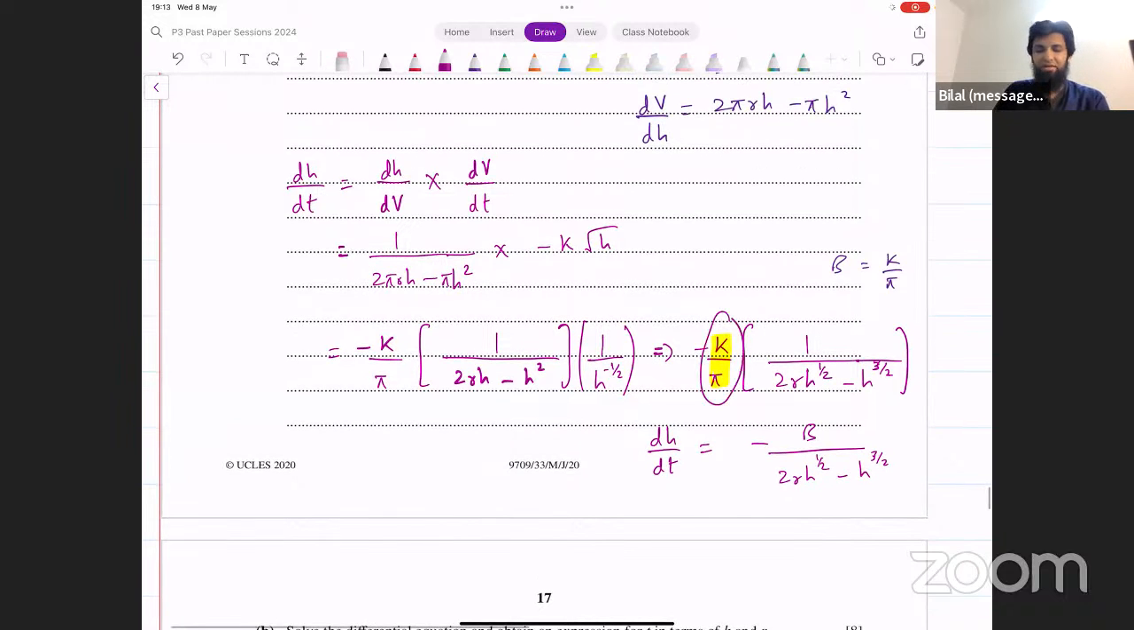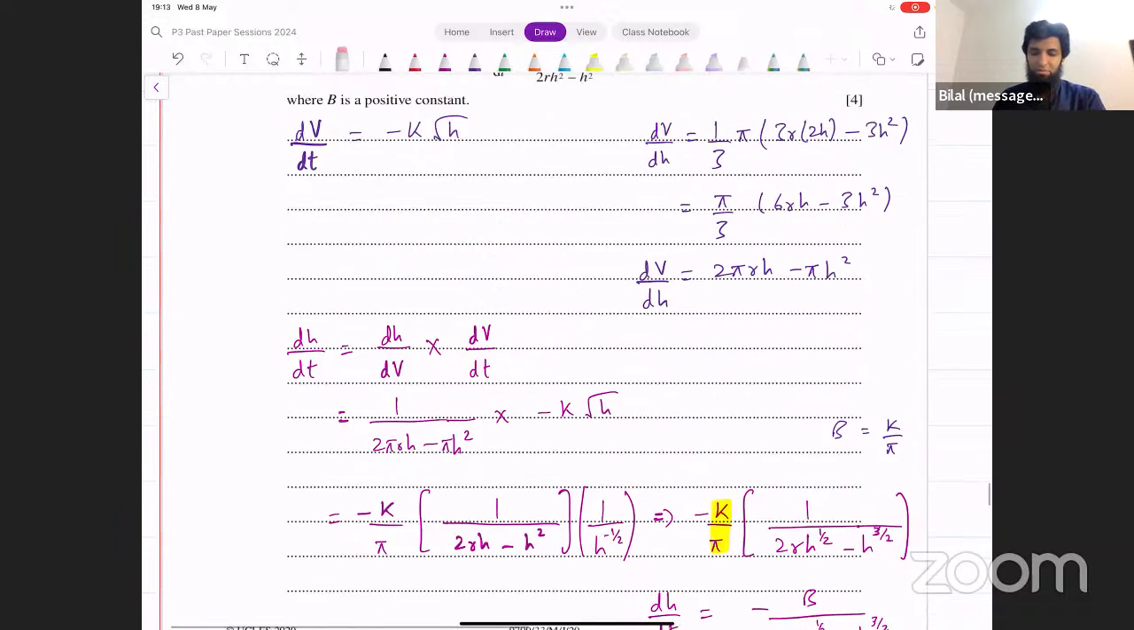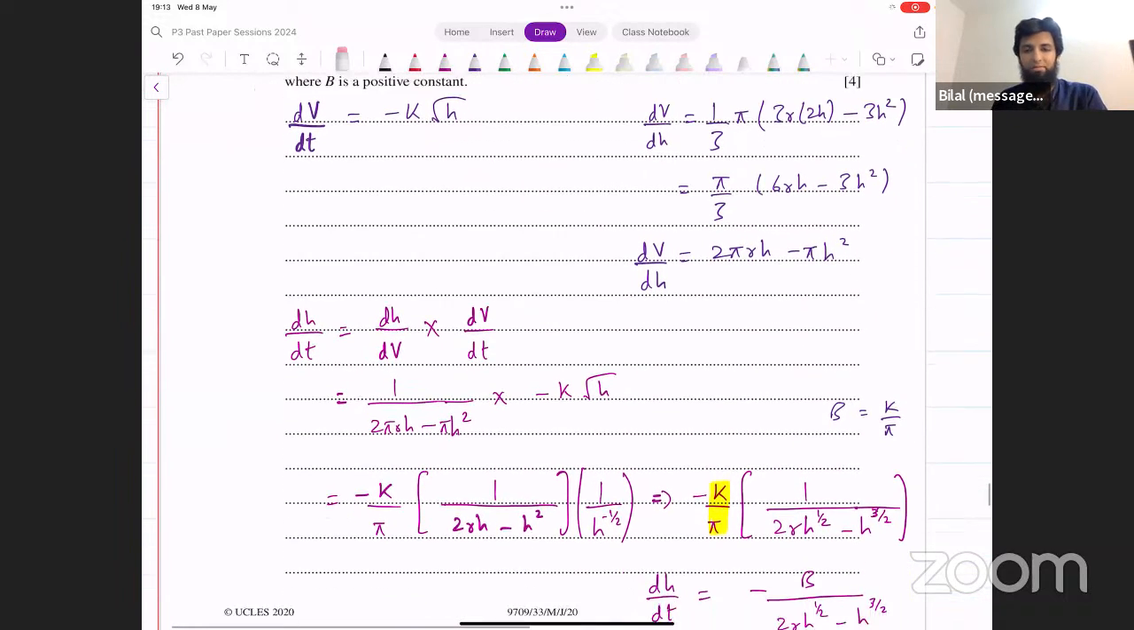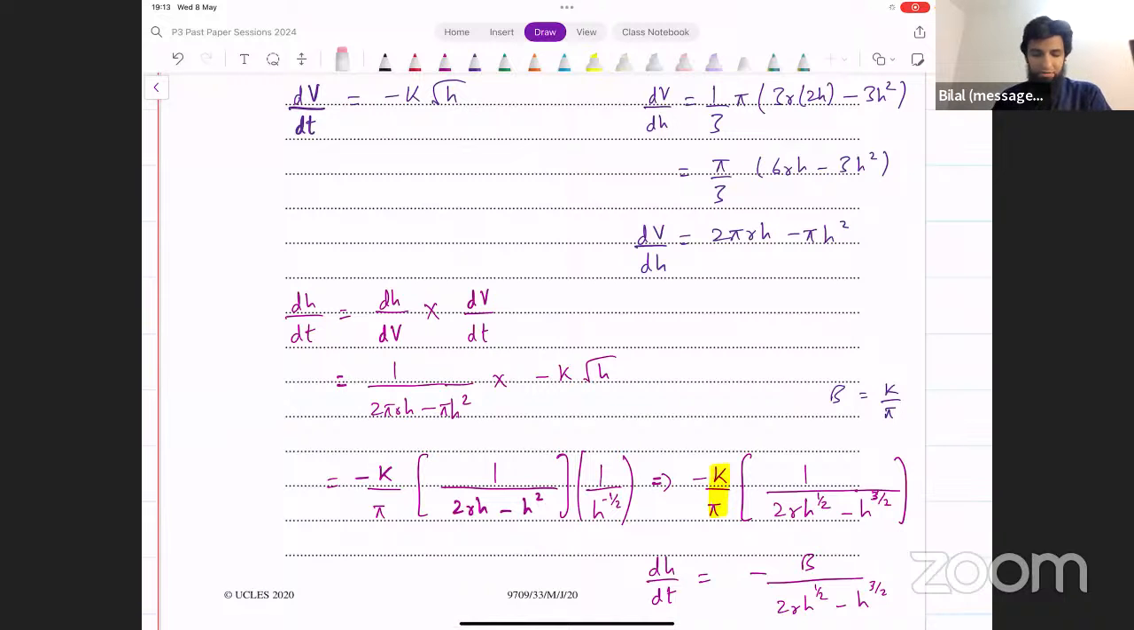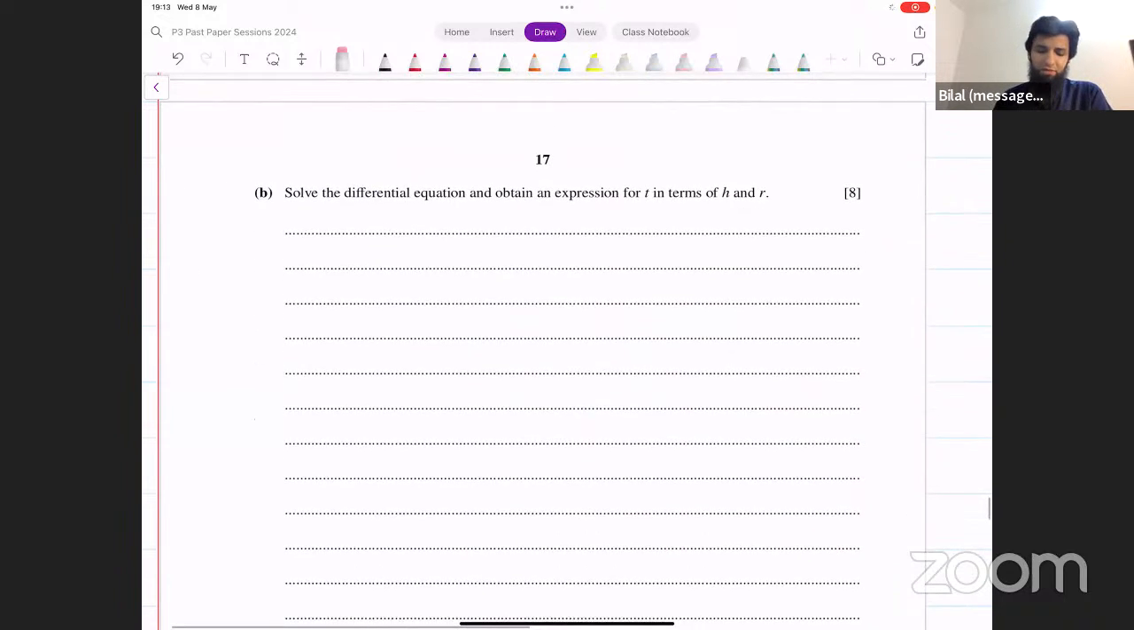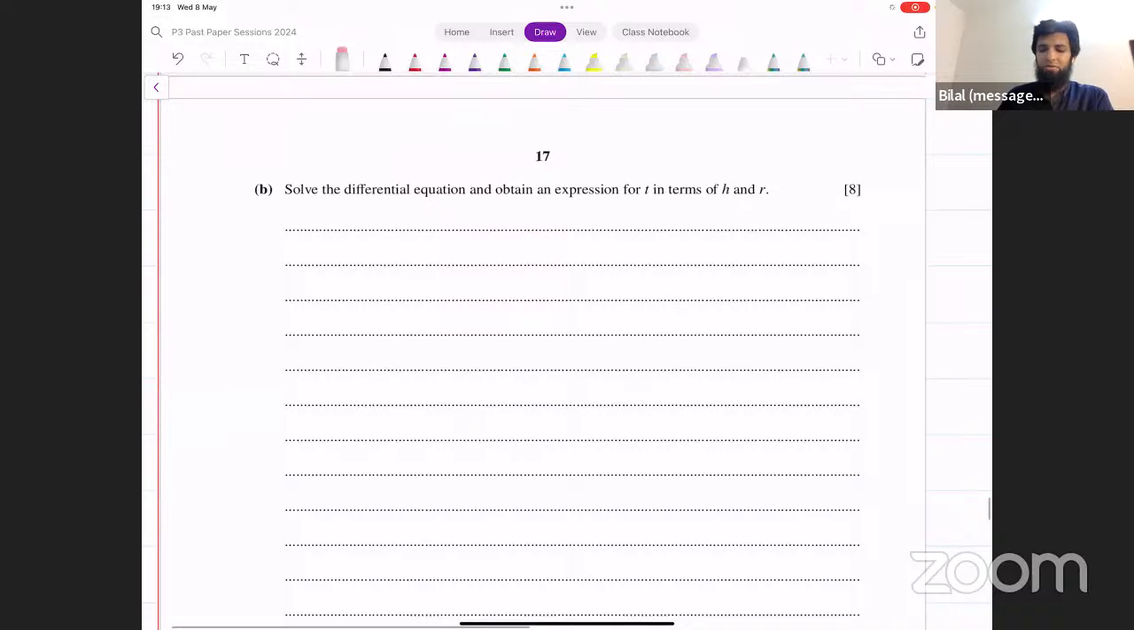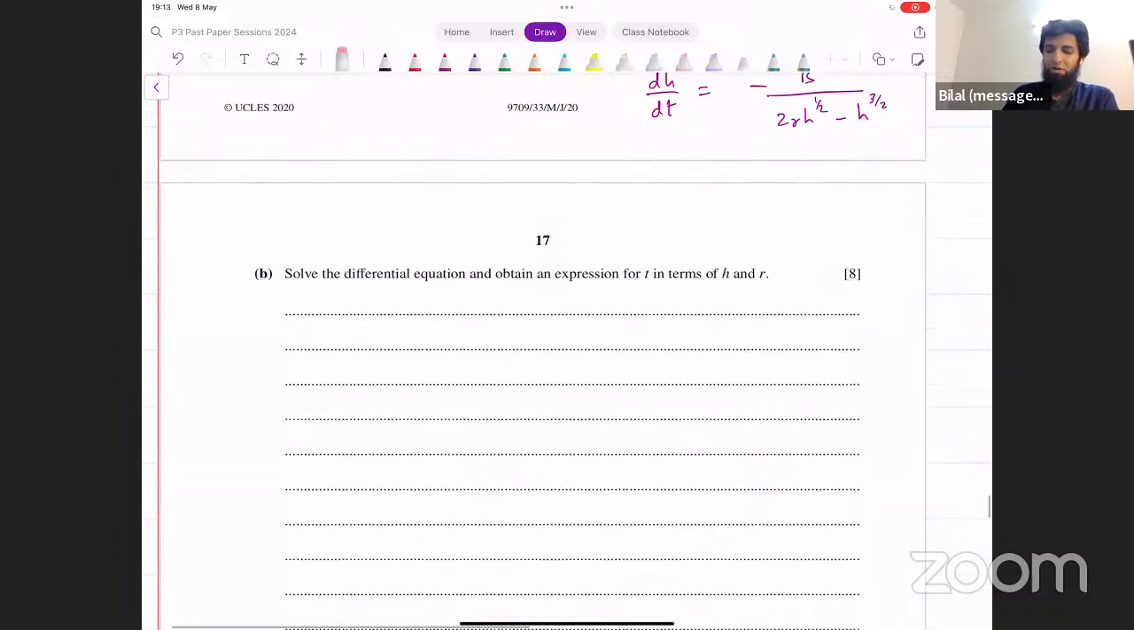Okay, so we're just treating this fraction as just another constant, and they named this constant b, so we are naming that b as well, and we say, okay, this can be written in this form like this. That's your differential equation. That's what we wanted to prove in the first part. Make sense? That's the first part. Now it says solve this differential equation or obtain an expression for t in terms of h and r. How would you solve this differential equation?